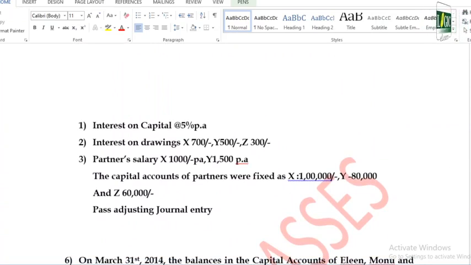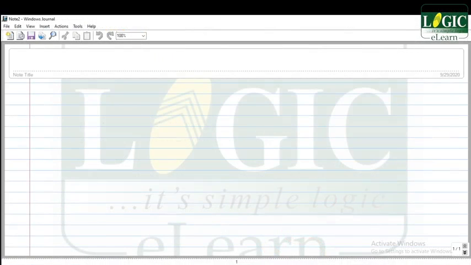They forgot to take interest on capital. They forgot to take interest on drawings, partner salary. The capital accounts of partners were fixed as 1,80,000 and 60,000. Pass adjusting journal entry. Okay children, so in this particular question, how will we solve? How will we pass the rectifying journal entry?